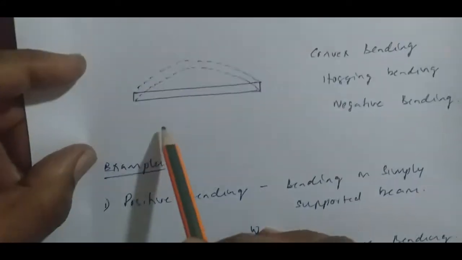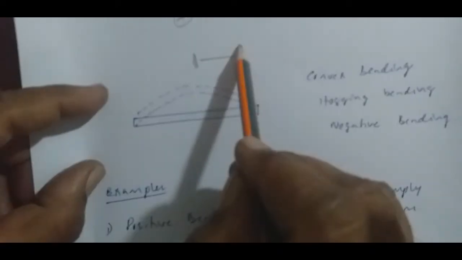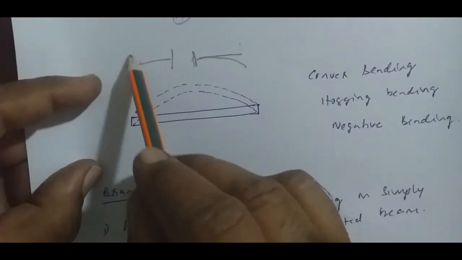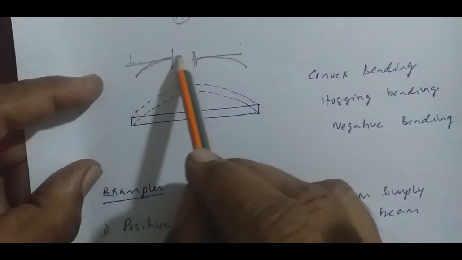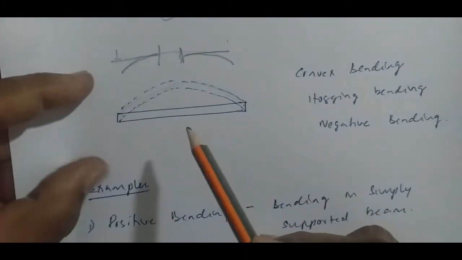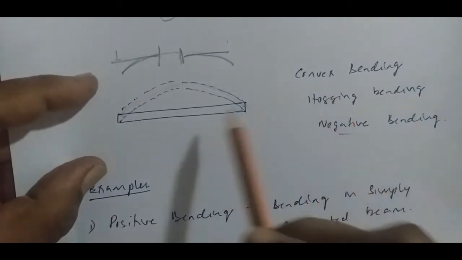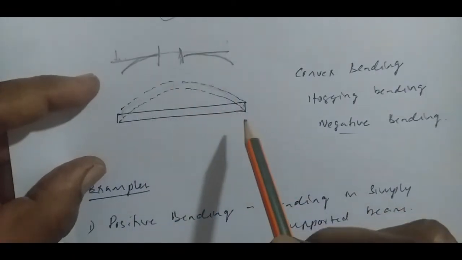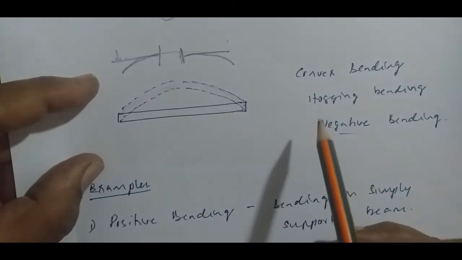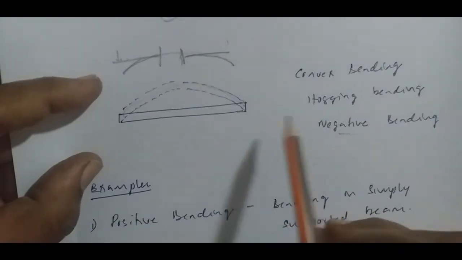Suppose the beam is bending in this way. For example, with a cantilever beam like this, when you apply load here, it will bend in this way. This is making a convex bending. This kind of bending is called hogging bending, or convex bending. So this is negative bending moment. When the load makes the beam bend in convex form, it is called hogging bending moment, and by the sign convention it is a negative bending moment.